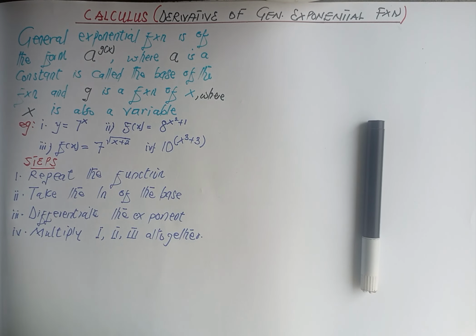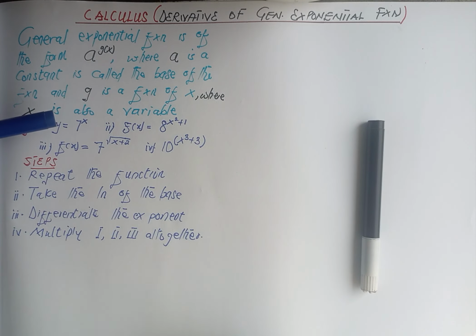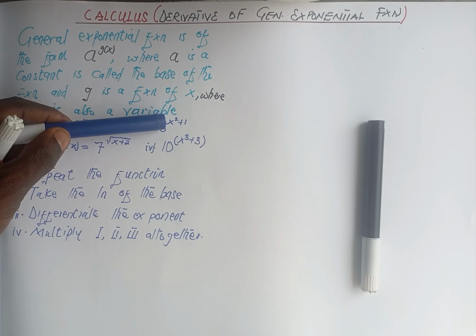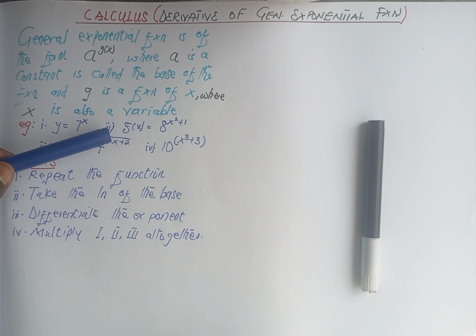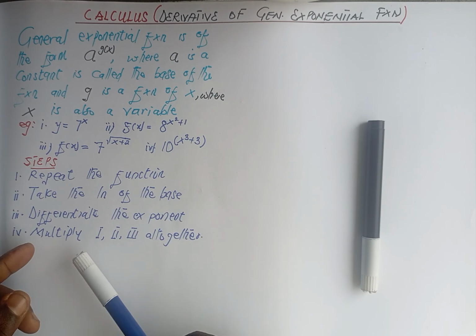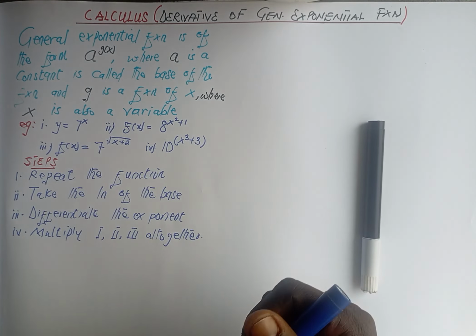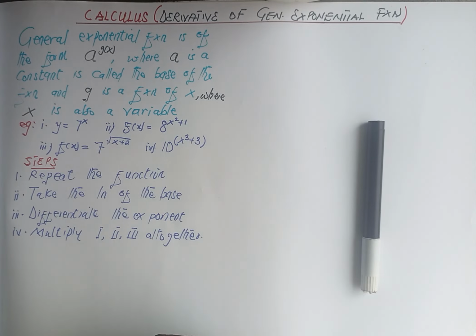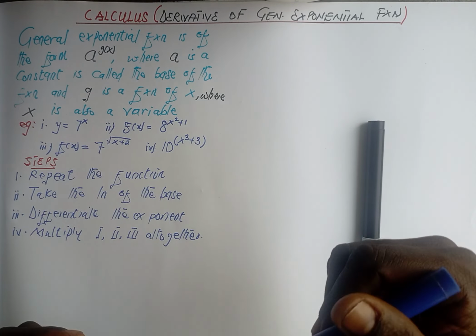And then the third step is saying that we differentiate the exponent. So we are going to identify the exponent. From here, the exponent is x. From here, our exponent is x squared plus 1. Here, our exponent is x cubed plus 3. And then this one, our exponent is root of x plus 2. So we identify them, then we find the derivative of the exponent. And then the last step says that we multiply them together, and that is going to give us the derivative of that function. So let's take examples and see how best we can apply these methods.